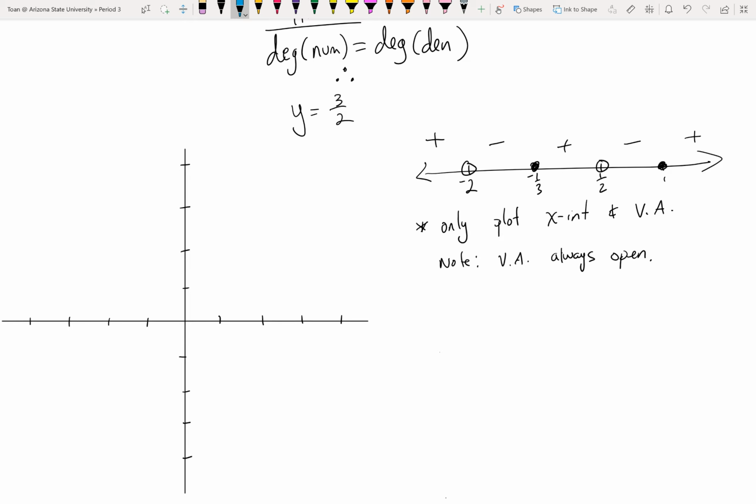Again, there's no order in which to put your information down. I like to do asymptotes first. So I have a vertical asymptote at x equals negative 2, so I'll draw that in with a dotted line. I have a vertical asymptote at x equals 1/2, so I'll draw that in. We have a horizontal asymptote at y equals 3/2, which is 1.5. So I'll draw that in.